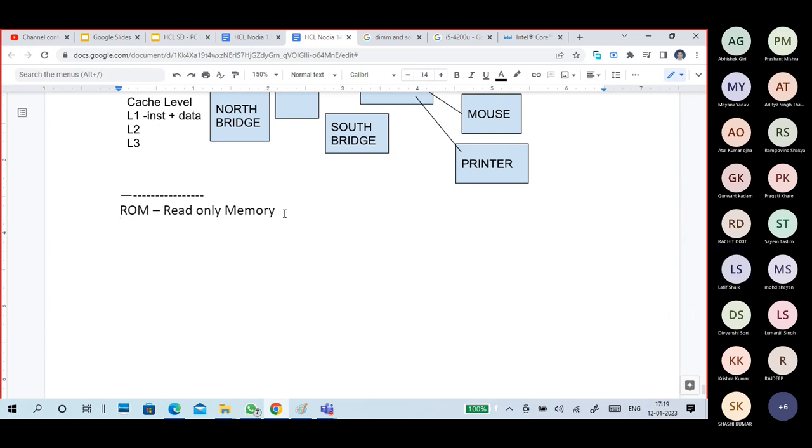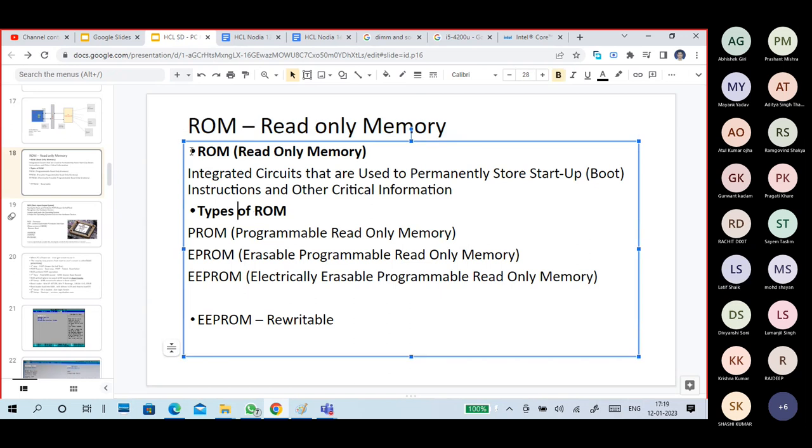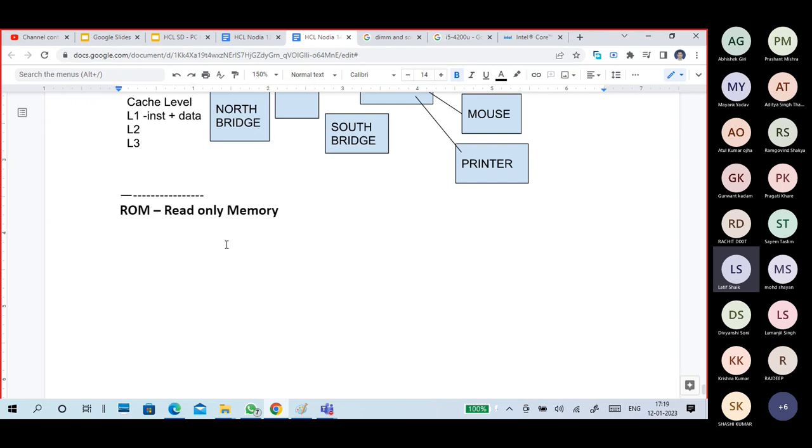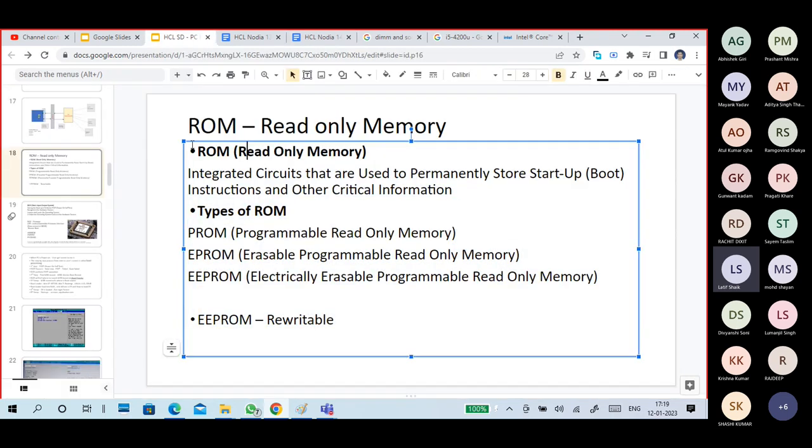Yes, sir. What is ROM? Read-only memory, not random access memory. It is a permanent memory, a kind of primary permanent memory. The chipsets, what are the chipsets we are using?